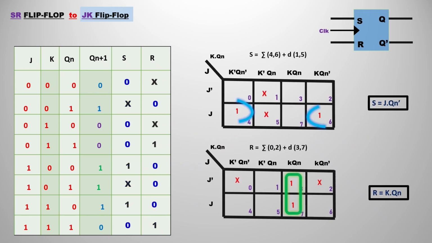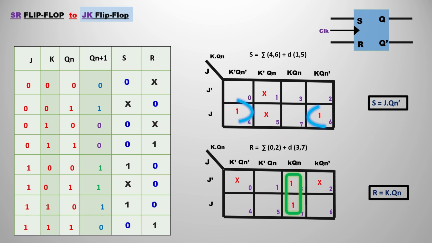So if you observe, I have two K-maps, one for the S column and one for the R column. For the S column, we have two don't cares and two min terms, that is 4 and 6, which you can see in the sum representation. So S is equal to sigma 4, 6. That means in the place of 4 and 6 we have min terms, and in the place of 1 and 5 we have the don't care conditions.